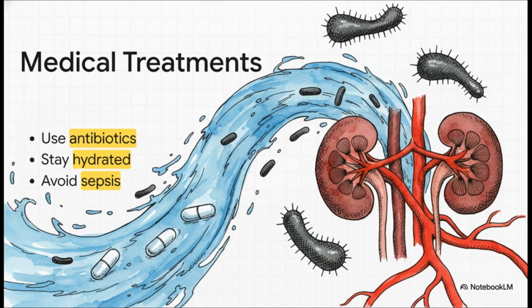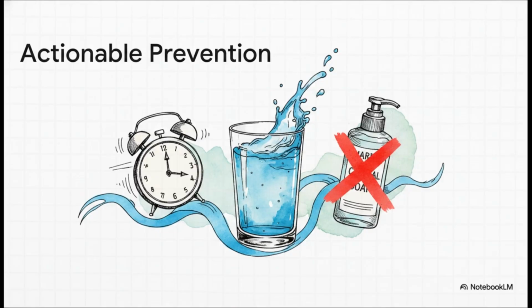Thankfully, preventing all of this is highly actionable. Here are some incredibly practical everyday tools you need to keep your sterile plumbing safe. First, drink plenty of water daily to maintain a strong flushing flow. Fourth, please don't hold your urine for long periods. Stagnant urine is basically a breeding ground for bacteria. And lastly, skip the excessive use of harsh soaps, which can really disrupt the natural protective flora of the body.